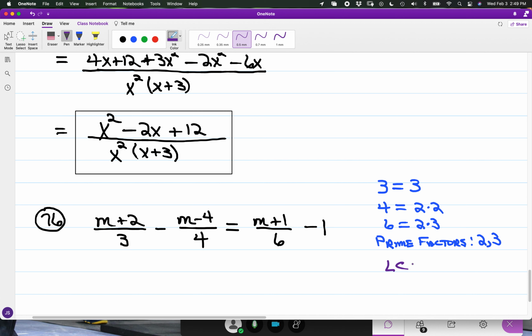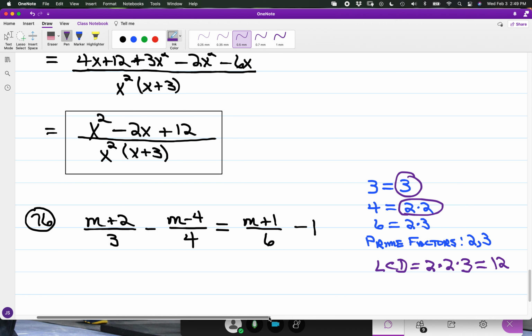And so we have the least common denominator. Okay, so with 2, it appears once from 6, but it appears twice from 4. And from 3, it appears once from 3 and also from 6. So we got 2 times 2 times 3, which is going to be 12. So 12 is going to be the least common denominator.